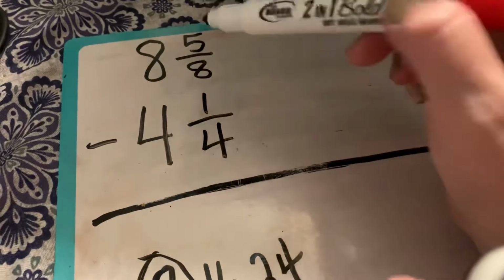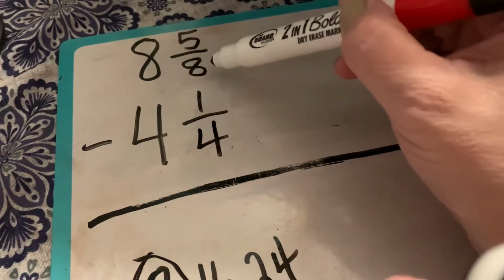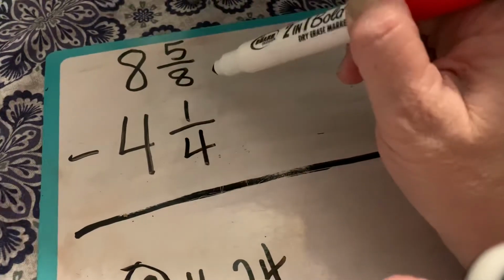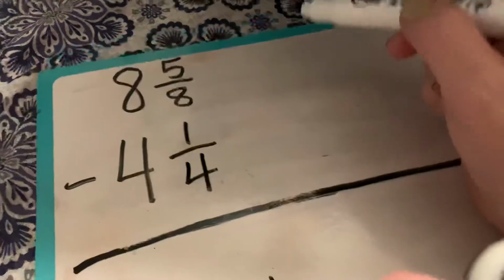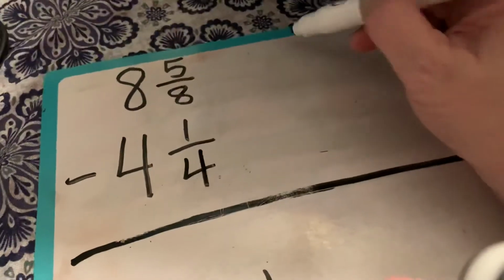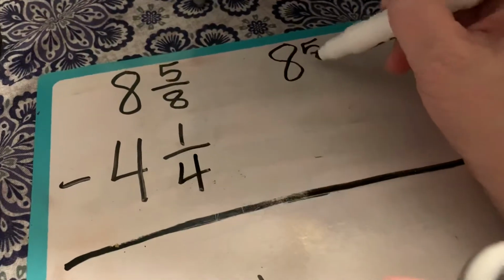Now, I'm looking at my first mixed number. It already has an 8 in the denominator. Because it already has an 8 in the denominator, I don't need to change this at all. So I'm just going to rewrite it over here. So I have 8 and 5/8.